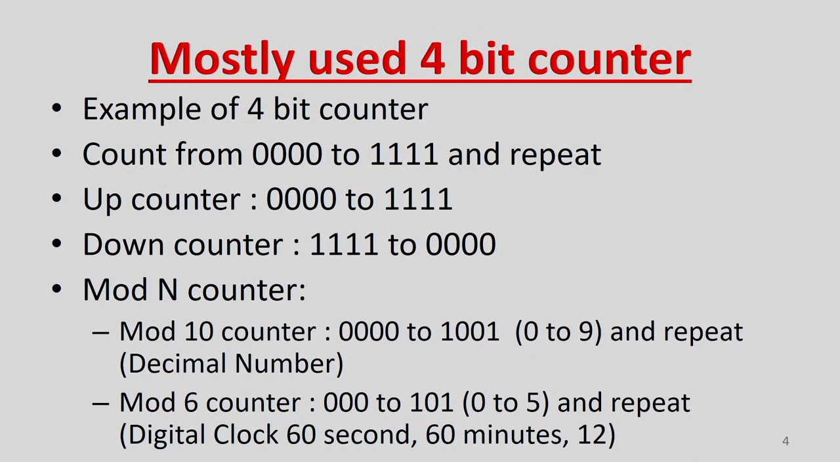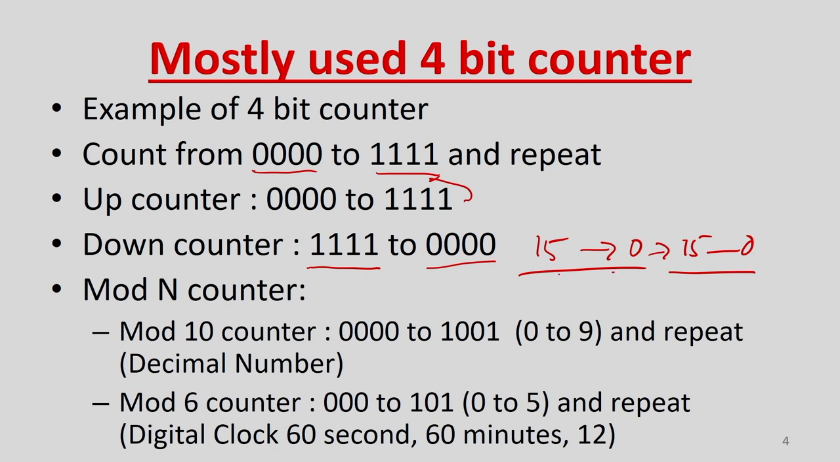Mostly, whenever we say counter, it is a 4-bit counter. It counts from 0000 to 1111 and repeats. An up counter is basically the same thing. A down counter starts counting from 1111 down to 0000. That means it starts from 15 and goes down to 0, and again starts from 15 to 0. This repeats.